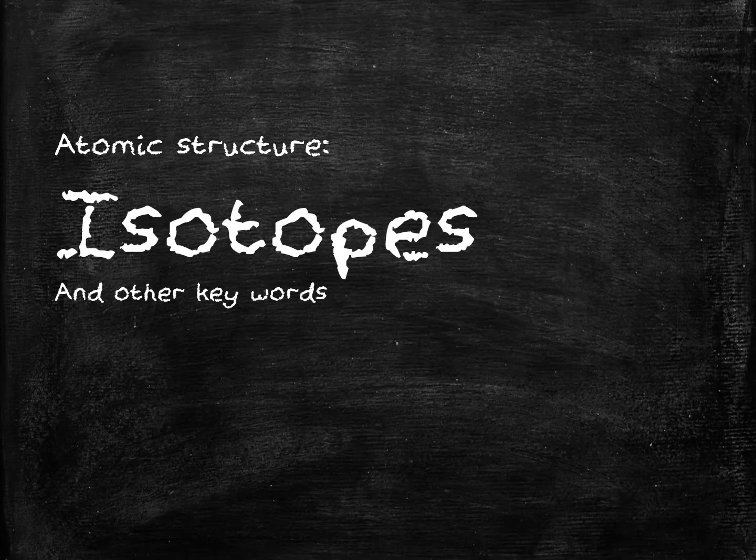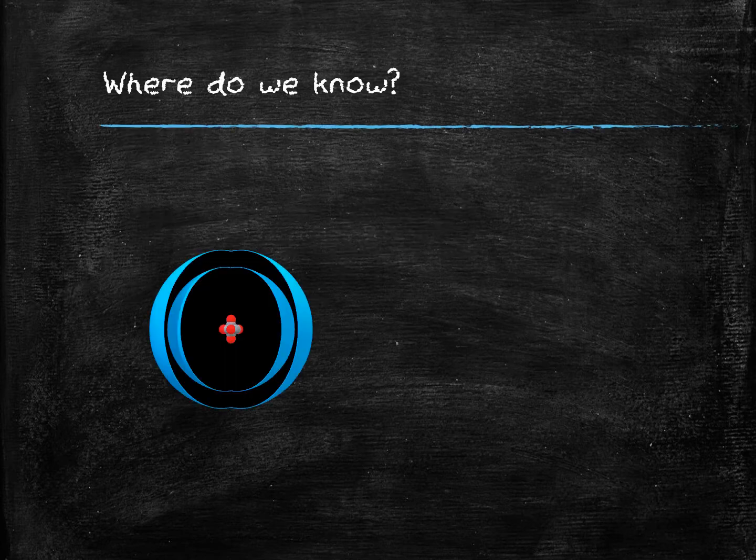Okay, so in this video on atomic structure, we're looking at isotopes and a lot of the other keywords that are basically foundation words that you need to know in order to be able to do this topic properly. What do we know already?